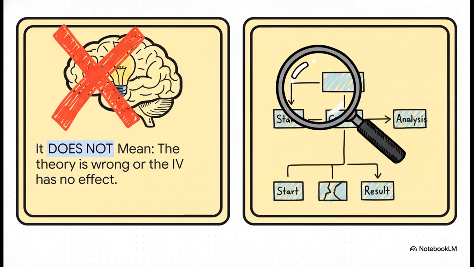Now, this is maybe the most important clue of all. When you get a null result, it's so easy to think, well, I guess the theory was wrong. But that's not what it means. It doesn't mean your idea is junk. What it might mean, and this is way more common, is that the study just wasn't sensitive enough to actually find an effect that might really be there. It's not about the theory, it's about the investigation itself.